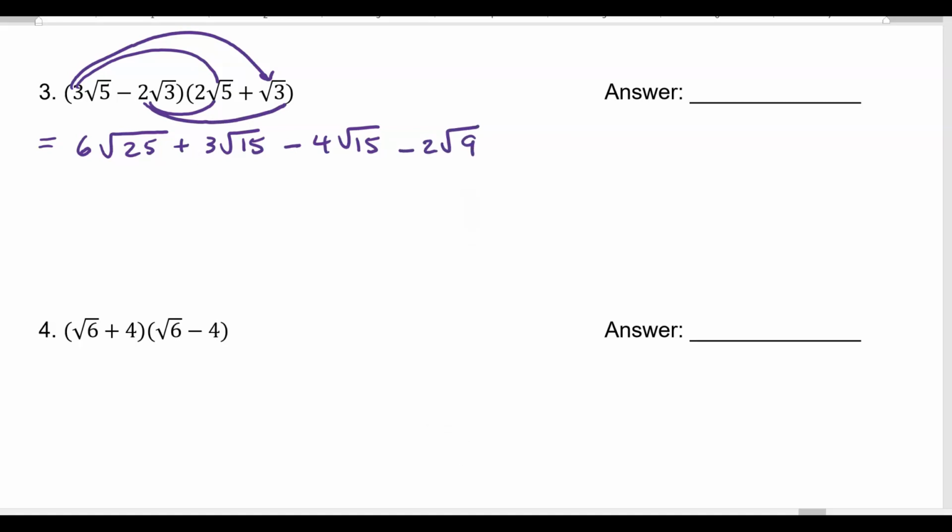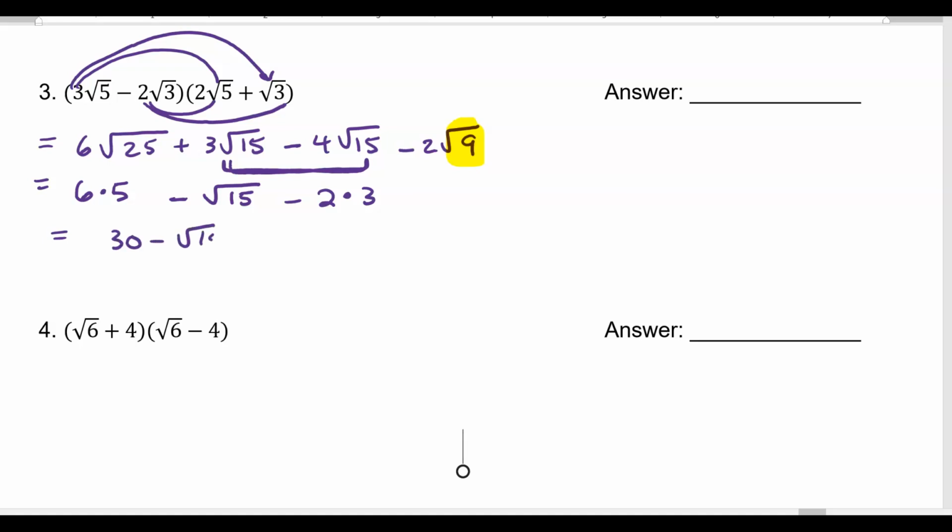Now we're going to simplify. 6 times 5, since the square root of 25 is 5. But notice we have like terms here. They have the same index and radicand, so we can bring them together. 3 minus 4 is negative, so square root of 15 here. Minus 2 times 3, since the square root of 9 is 3. So we have 30 minus square root of 15 minus 6. We have like terms here. 30 minus 6 is 24. So we have 24 minus square root of 15.